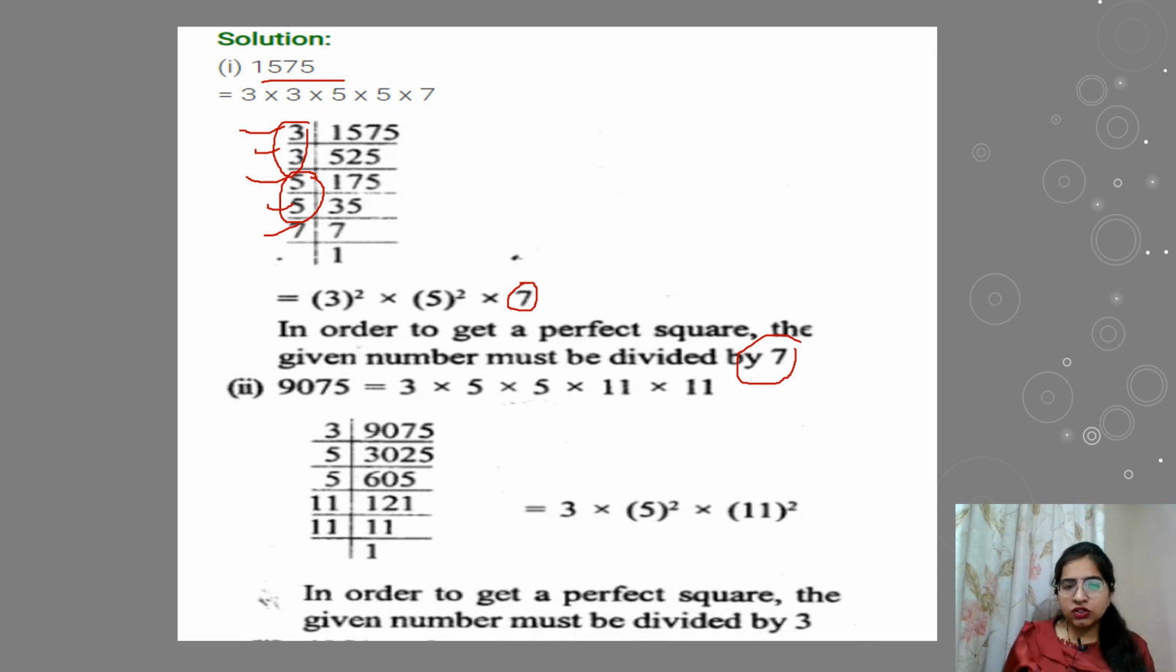Same is for 9075. For 9075, you have to make factors. Like factors are 3 into 5 into 5 into 11 into 11 after doing prime factorization. So 5 and 5 are factors, 11 and 11 both are common. They are having pairs, but 3 is not having any pair. 3 is alone. So you will divide it by 3 to get a perfect square. Clear all of you?